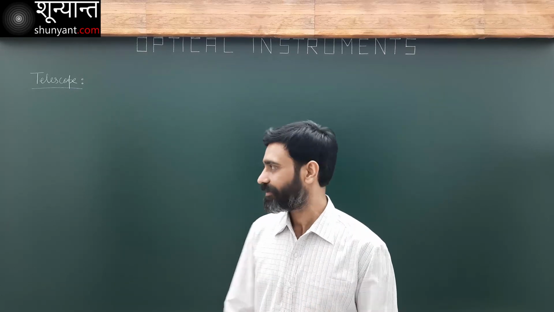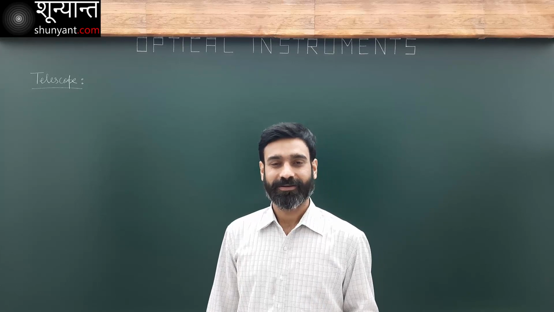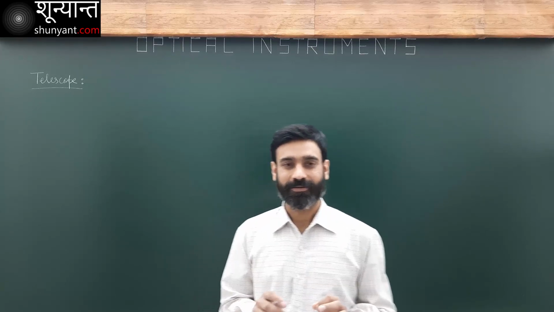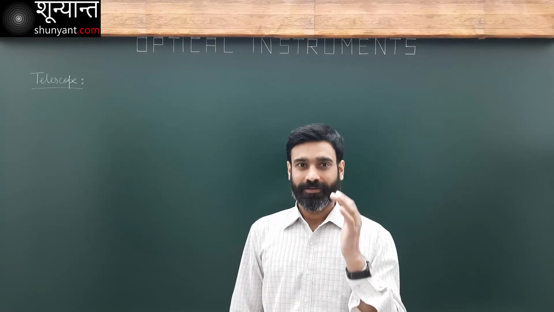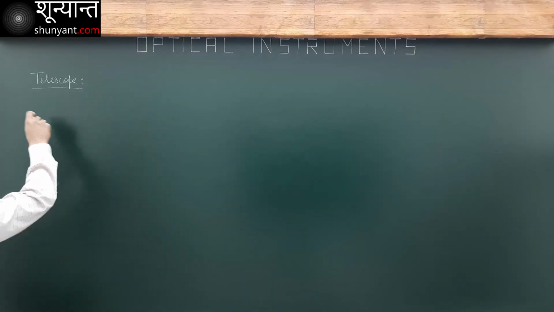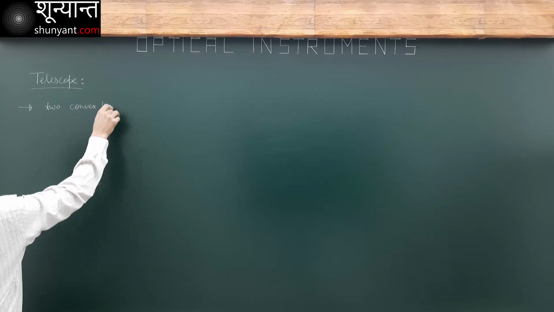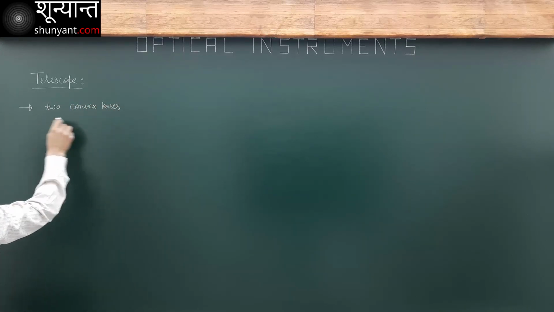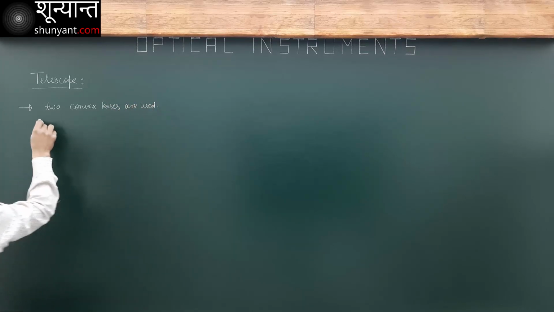We use telescopes. There are dozens of types of telescopes. Here we are going to look at the most basic type of telescope. It is like this. Let's write a few things about it. It uses two convex lenses. Lenses are used. They are called.